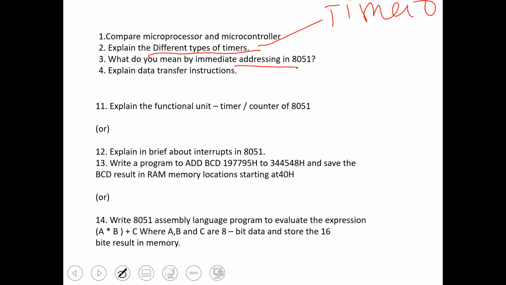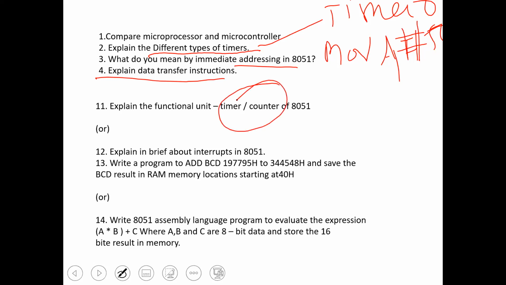Immediate addressing mode: MOV A, #50H. Hash is the symbol used for immediate addressing mode. Then explain data transfer. We have seen that just now. Explain the functional unit timer/counter. Both are the same only, that's why they have asked timer or counter. Interrupts. How many interrupts are there in 8051?